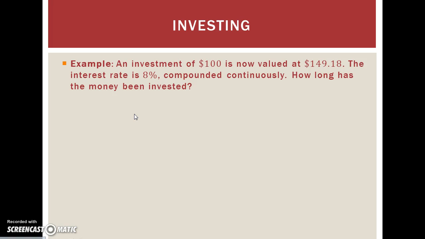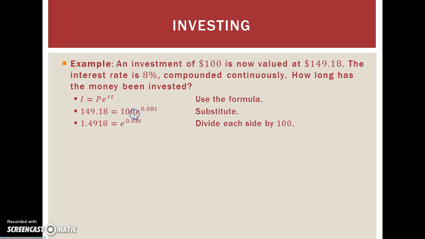So we're going to do some forensic accounting right now. We're going to start with our formula. Continuously compounded means we're using A equals P e to the rt. Fill in the parts that you know. Next, again, we want to get that e to the power of 0.08t isolated. So divide each side by 100.